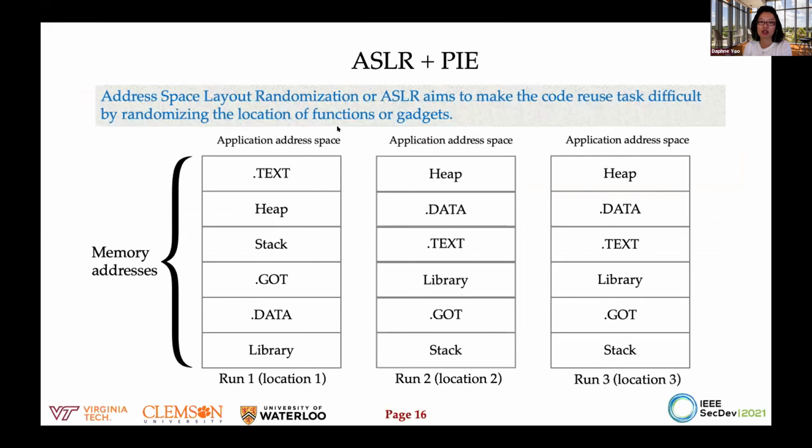And here we have some illustration that shows that within the process memory, everyone will have a different order of the different segments: stack, library, text, and so on, data region. And so this is still coarse-grained with PIE.